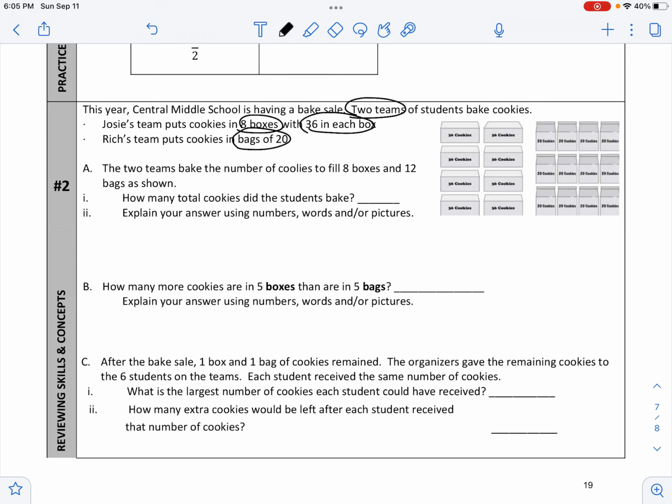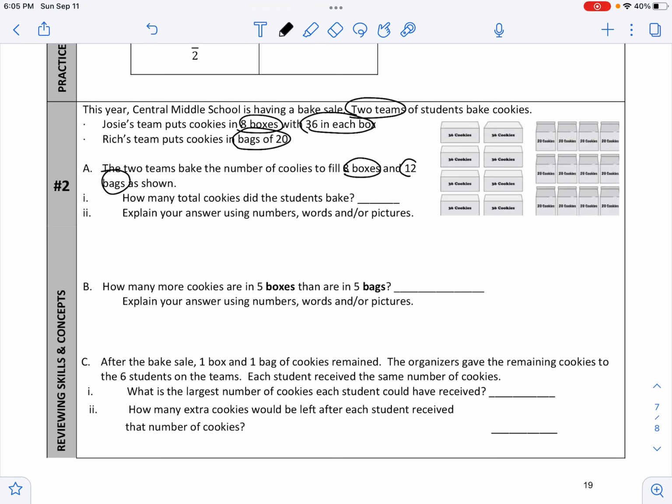On the right side of the screen, here we have a diagram to show this situation. The 2 teams bake the number of cookies to fill 8 boxes and 12 bags, as shown in the picture. 8 boxes, and we have 12 bags. Question A says, how many total cookies did the students bake? Explain your answer using numbers, words, or pictures.